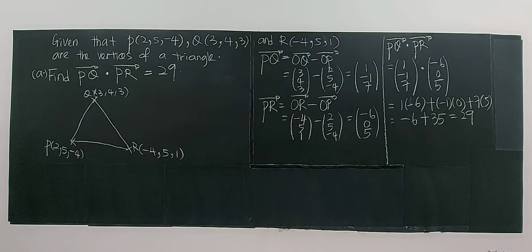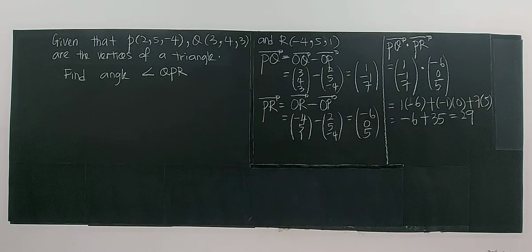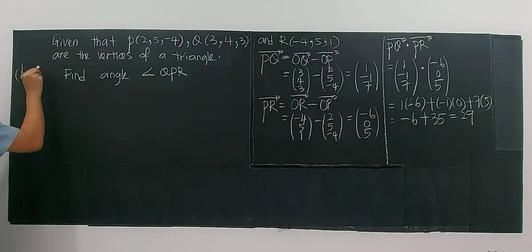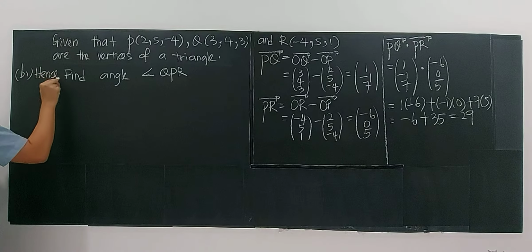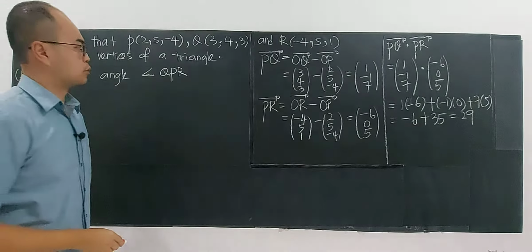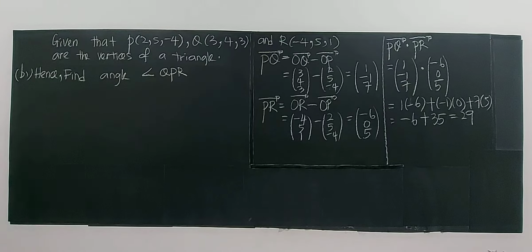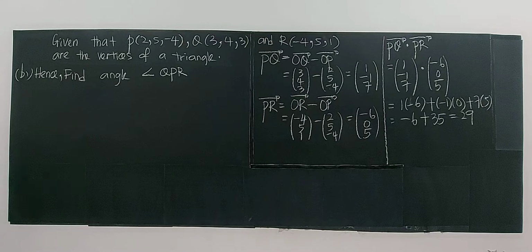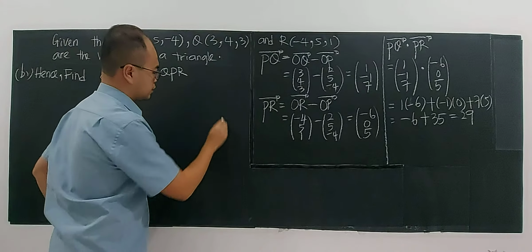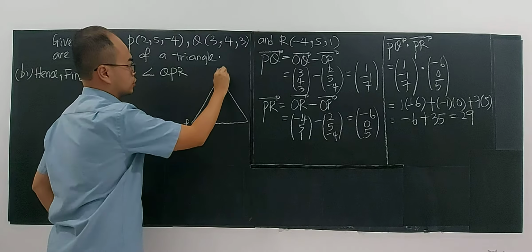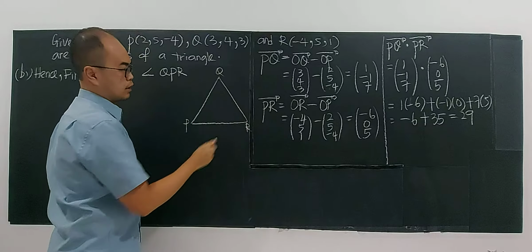Let's look at the next part of this question, part B. The question is asking you to, hence, find the angle QPR. They use the word hence, so you have to use the result of PQ dot PR. This is forming a triangle, with points P, Q, and R.